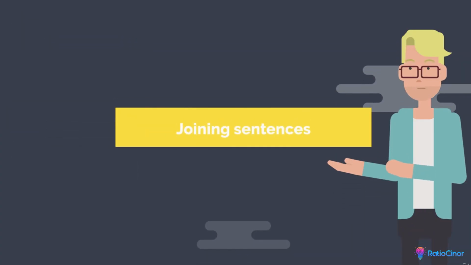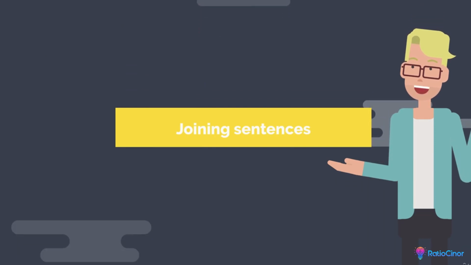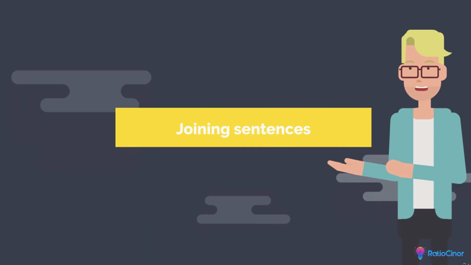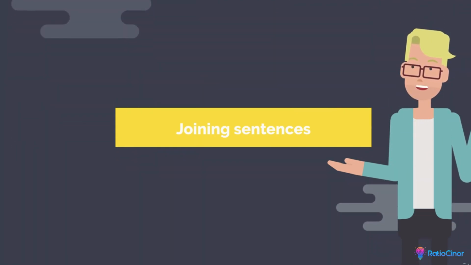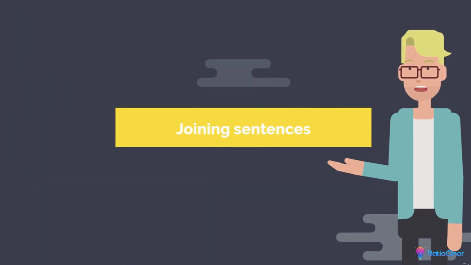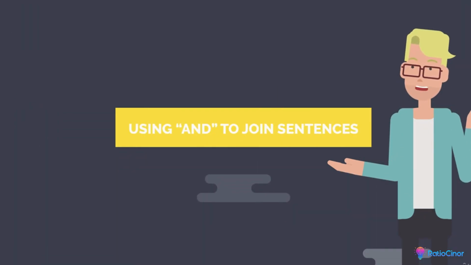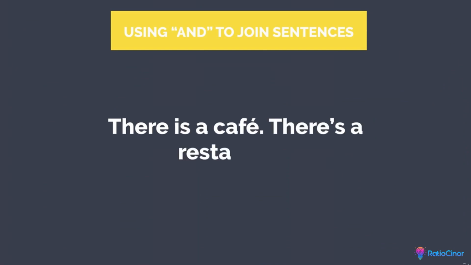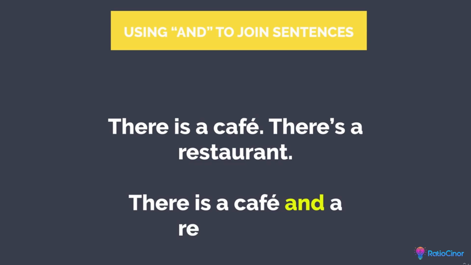Joining sentences. And and but are conjunctions, words that join statements together. And adds things to a sentence or links sentences together. But introduces a contrast to a sentence. Using and to join sentences. Use and to join two sentences together. There is a cafe. There's a restaurant. There's is the same as there is. There is a cafe and a restaurant. You can drop the second there's when you join sentences using and.